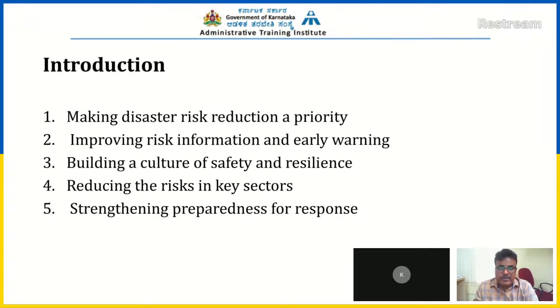Therefore, we are taking up a lot of training programs. We are informing people through the plans, through mock drills, and through awareness programs. We are improving the risk information among the public and among government employees. That's what we are doing from this center. What do you mean by early warning? Early warning, is it a preparedness? Yes. Why is it preparedness? What do we mean by early warning?